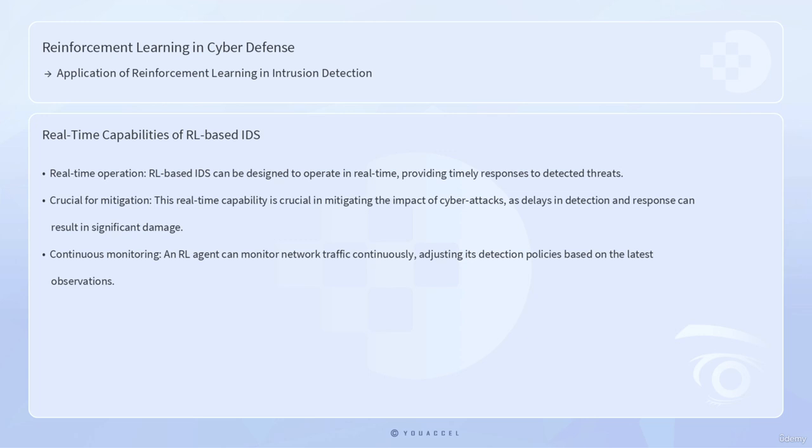Moreover, RL-based IDS can be designed to operate in real time, providing timely responses to detected threats. This real-time capability is crucial in mitigating the impact of cyber attacks, as delays in detection and response can result in significant damage. For example, an RL agent can monitor network traffic continuously, adjusting its detection policies based on the latest observations. If a previously unseen attack pattern is detected, the agent can quickly adapt its strategy to recognize and mitigate similar threats in the future.